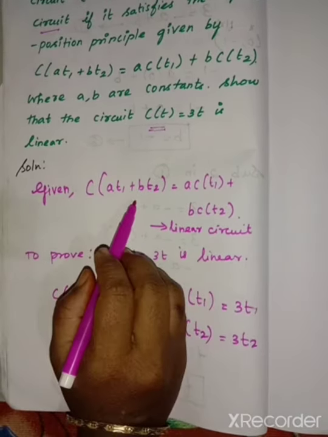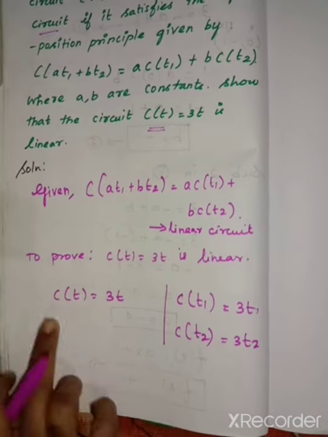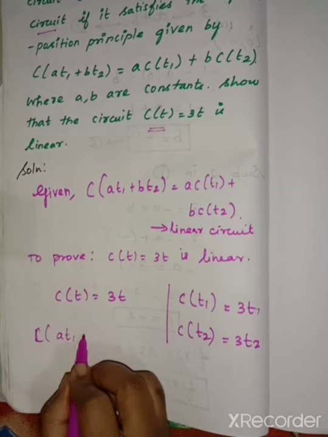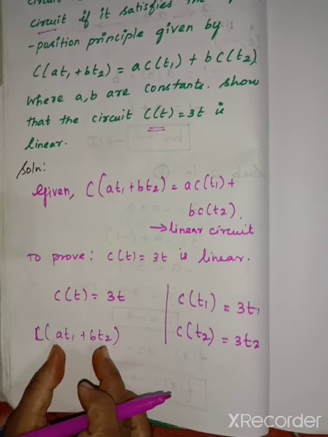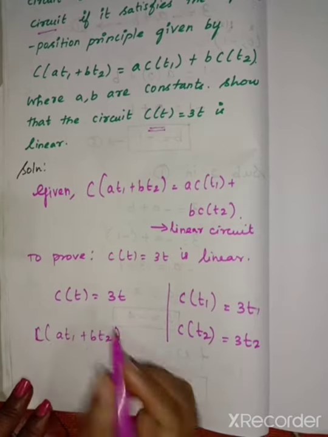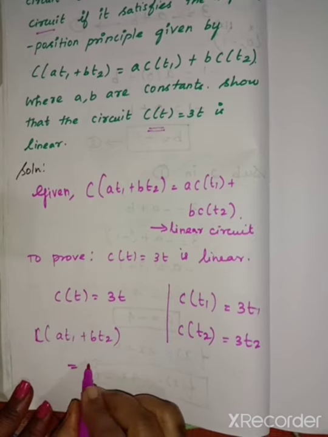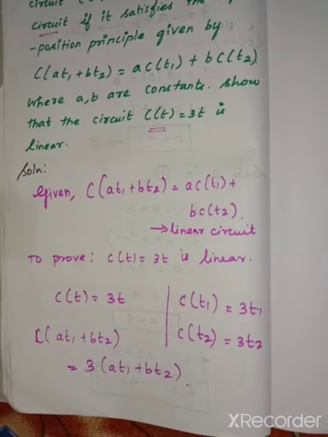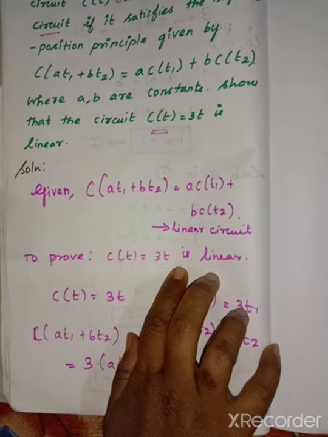Now we want to find this one. So here we can take the left hand side. If you take the left hand side, we can solve it, and the right hand side shows it is a linear function by using this one. So here the left hand side is C of at1 plus bt2. This one we want to solve. So in place of t we want to substitute this one. Here the given is C of t equals 3t. So in place of t we can substitute this one, so 3 of at1 plus bt2. Again I repeat, the given is as usual the same thing they have given. We can prove C of t equals 3t is linear.